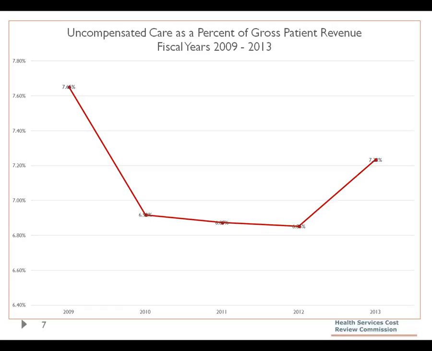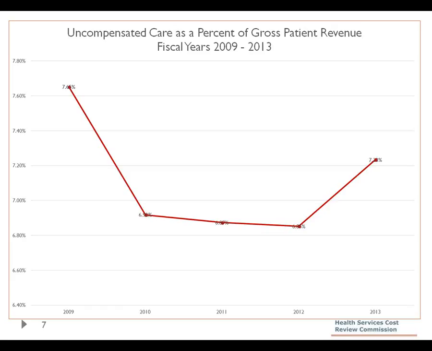The next slide is a trend slide showing the trend in uncompensated care over the last several years, going from 2009 to 2013. So the percentage dropped down into the 6s, and in 2013 it moved back upwards just slightly north of 7%.